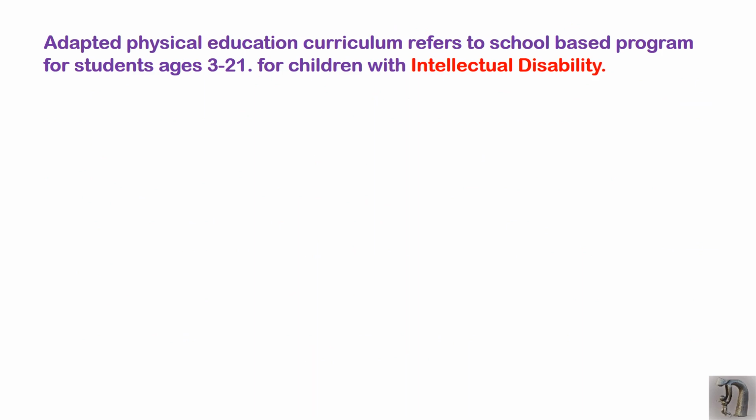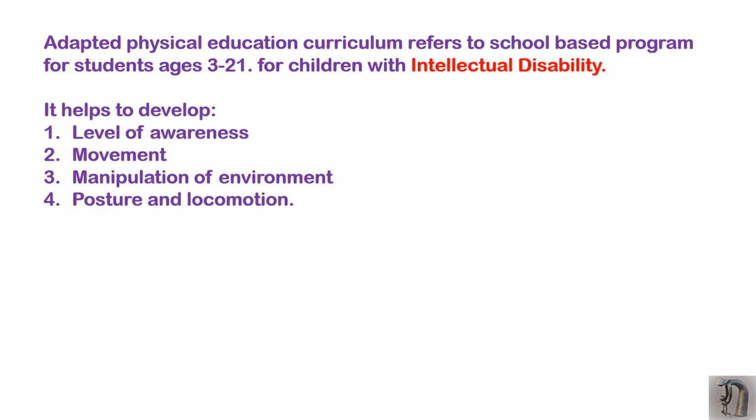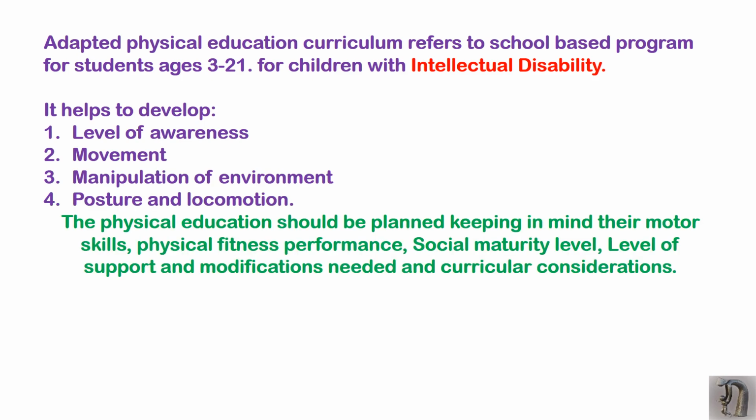Adapting the physical education curriculum refers to a school-based program for students with intellectual disability in the age range from 3 to 21 years. It helps to develop the level of awareness, movement, manipulation of the environment, postures, and locomotion. Physical education should be planned keeping in mind their motor skills, physical fitness performance, social maturity level, level of sports and modification needed, and curriculum consideration.